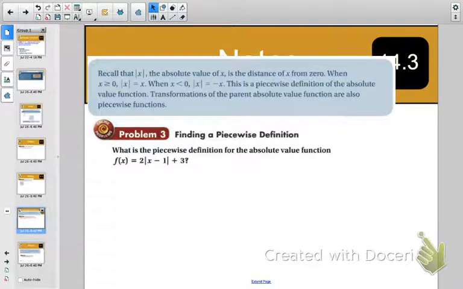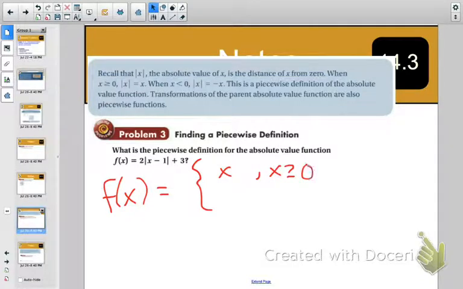This is the piecewise definition of the absolute value function. Transformations of the parent absolute value function are also piecewise functions. So to start, your piecewise function of the parent function would look like this. It would be x when x is positive, so when x is greater than or equal to 0. Again, this is one where the equal to can go in either spot, but it's negative x when x is less than 0. Okay, so if we want to use transformations, we just need to transform each of these pieces.